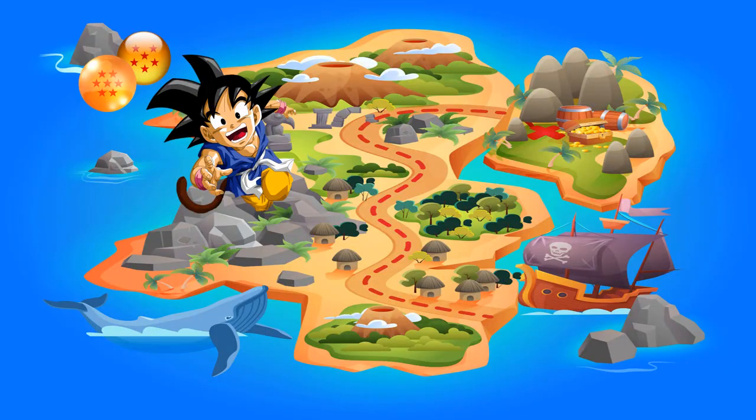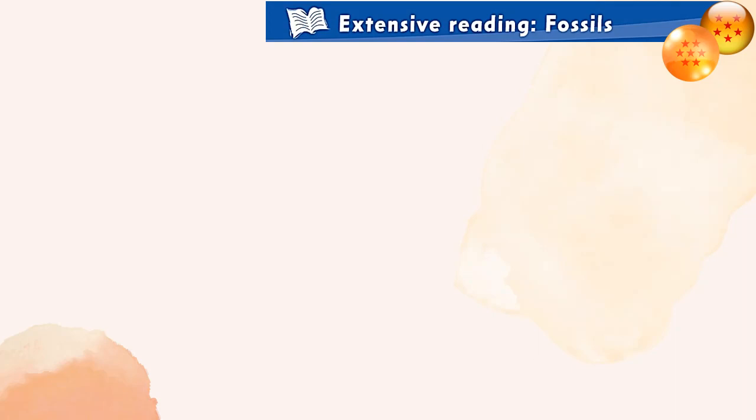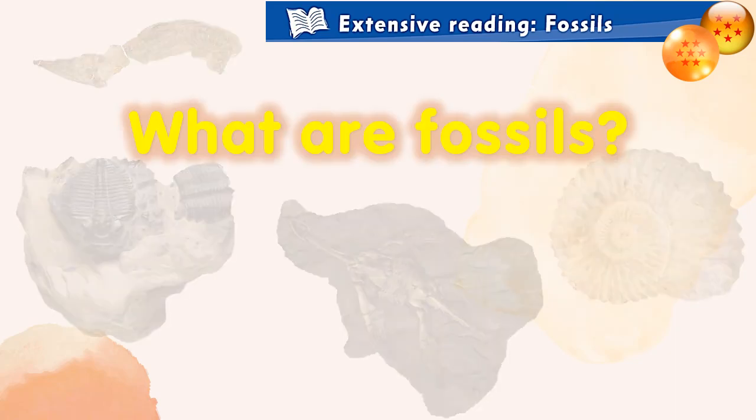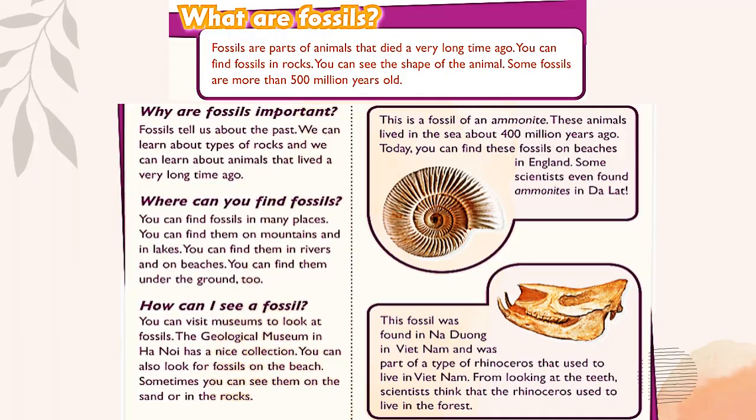Okay, so right now we're gonna move to an island to find the 6th and 7th Dragon Ball. And with the 6th and 7th Dragon Ball, we move to the extensive reading: fossils. What are fossils? So, we have to listen and repeat. What are fossils? Fossils are parts of animals that died a very long time ago.